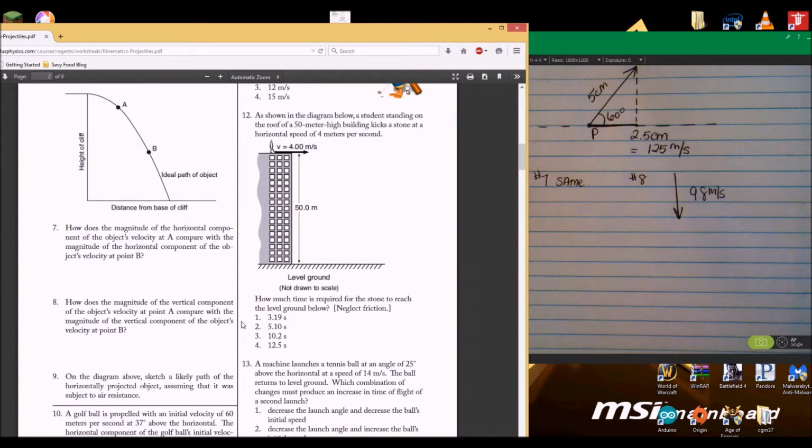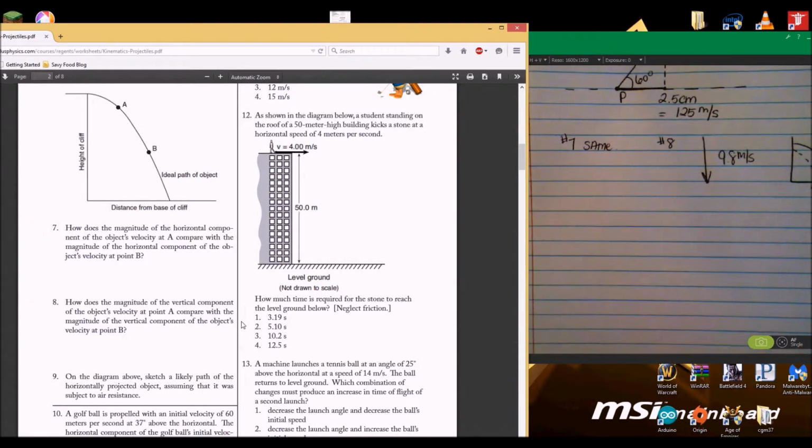And for number 9, on the diagram above, sketch a likely path of the horizontally projected object, assuming that it was subject to air resistance. So that means pretty much if you have your original path, anything that is under the line is going to be considered a probable path, just because you have air resistance. You're not sure what the amount of air resistance is, and it doesn't really matter. Accounting for air resistance means that it will be underneath the ideal line.